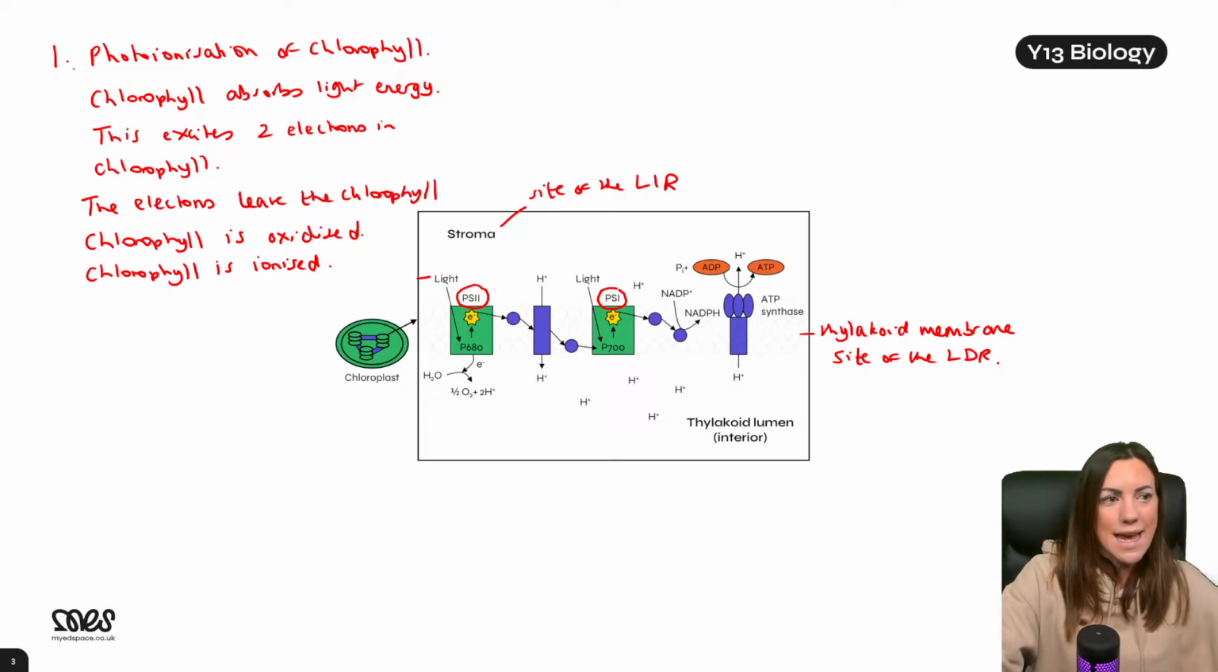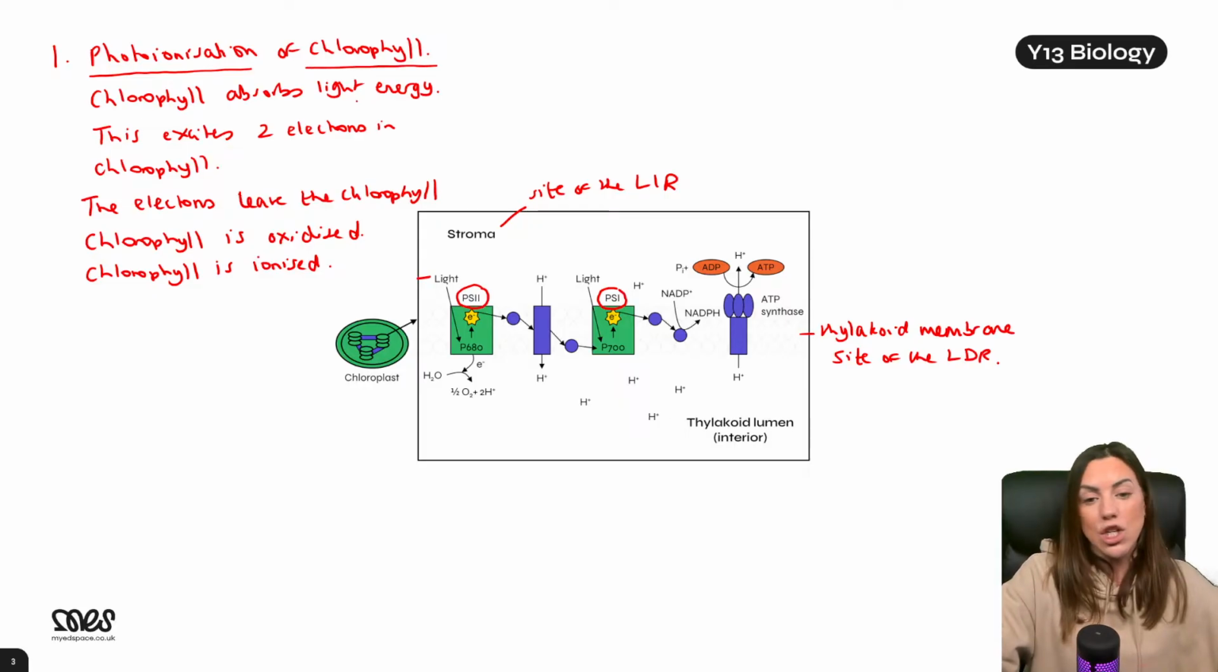Now, going back to the name of this stage, photo-ionization of chlorophyll, it should now make sense because we've used light energy to ionize the chlorophyll, hence the name photo-ionization. Okay, let's just go through that one more time. So the chlorophyll has absorbed light energy. The light energy has excited two electrons in the chlorophyll. The electrons will actually leave the chlorophyll, so the chlorophyll is now oxidized or ionized.